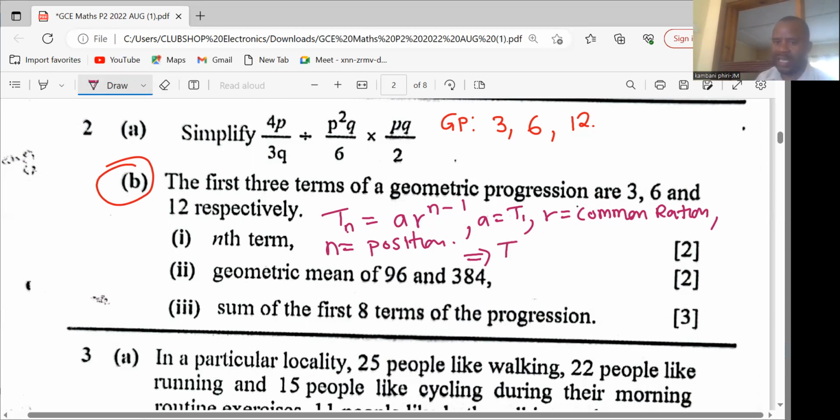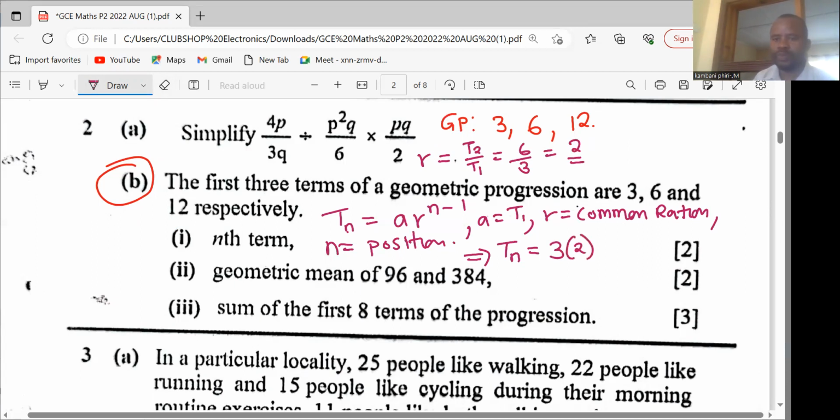So we are going to say Tn is equal to our first term, as we can see, is 3. Then our common ratio. How do we find the common ratio? The common ratio, which is defined by r, is the second term divided by the first term. You just divide consecutive terms, even the fourth term divided by the third term. So we say 6 divided by 3, and we get 2. So this is our common ratio.